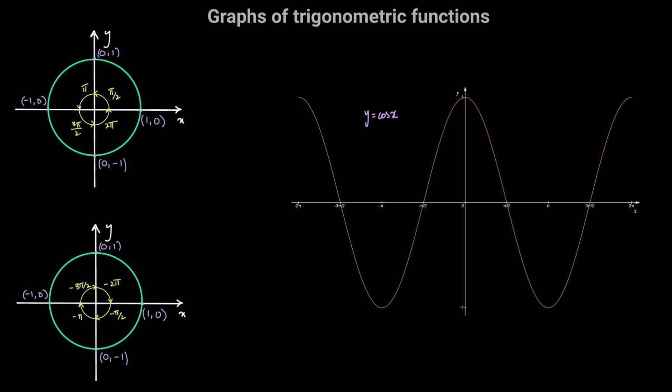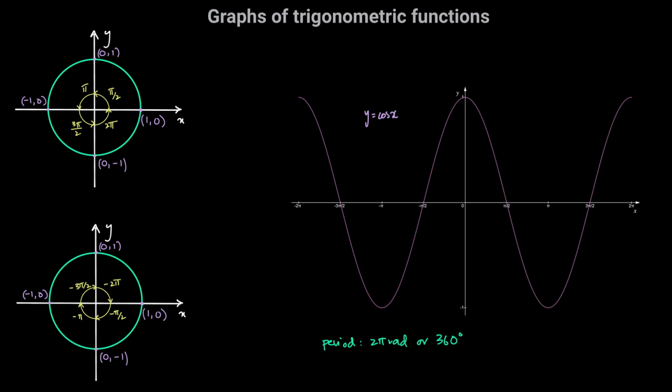So we can say that the period for this curve is 2 pi radians or 360 degrees. What that means is that the curve shows a repetitive pattern every 2 pi radians or 360 degrees.